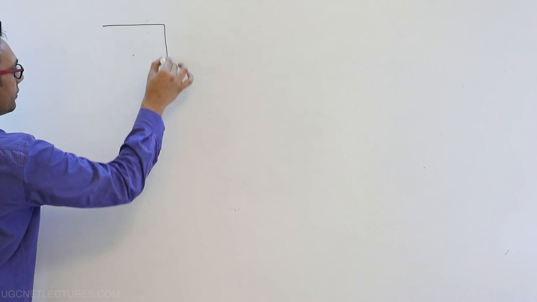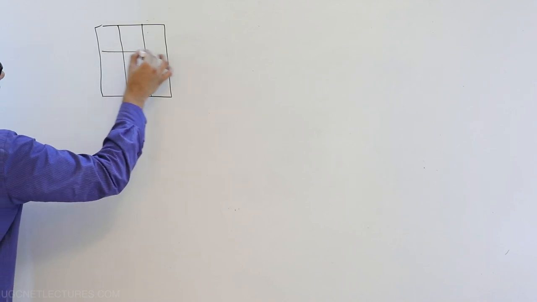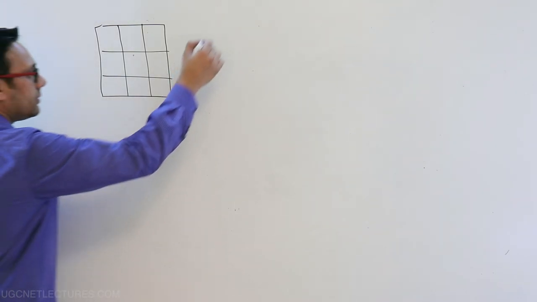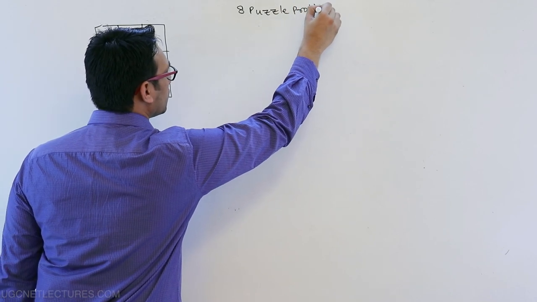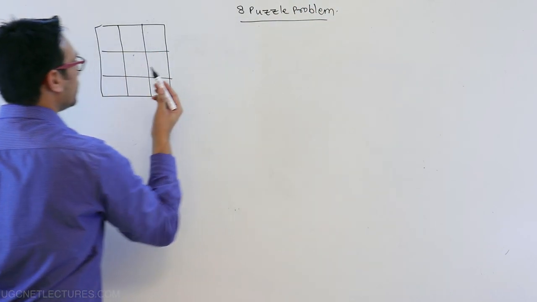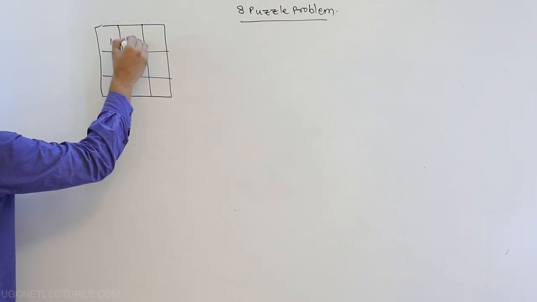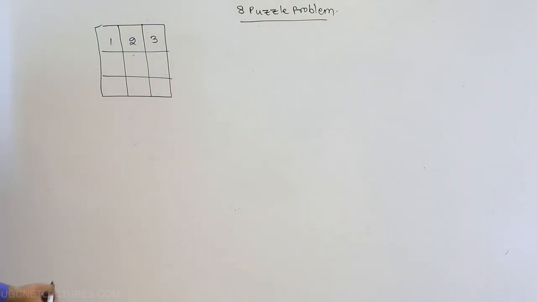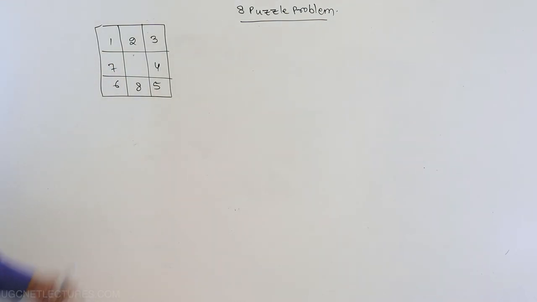We have a table like this, which has a total of 8 locations. This is the 8 puzzle problem. Now, we have a total of 9 locations in the case of the 8 puzzle problem, and on these 9 locations we have some tiles, like 1, 2, 3, and assuming that we are storing 4, 5, 6, 7 and 8 here, these are the tiles which we have.